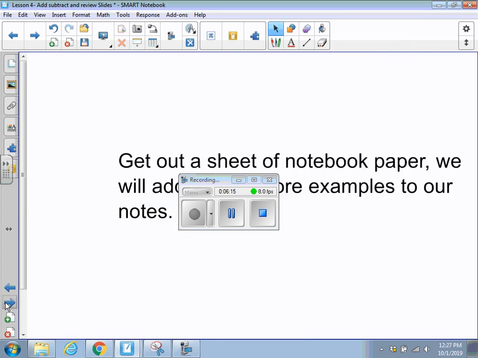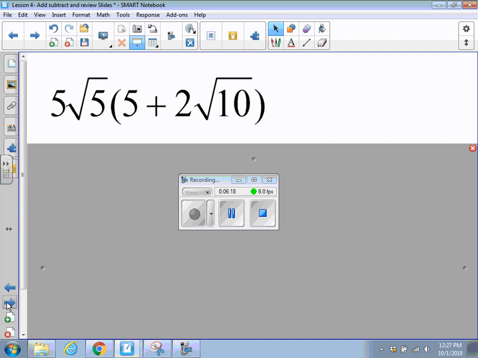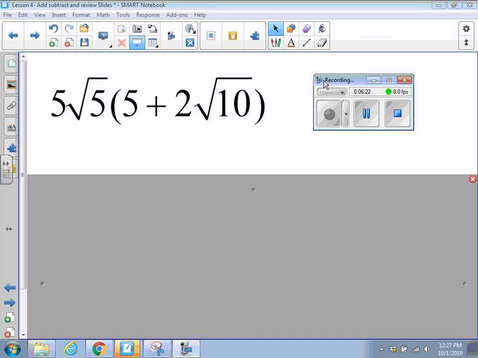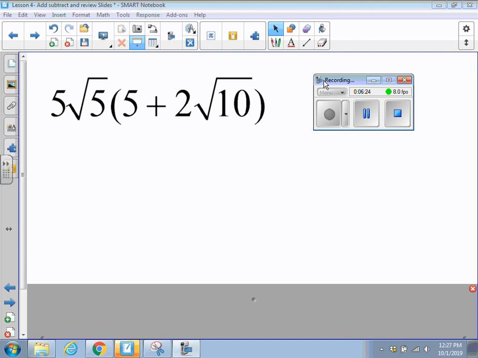So my last two examples are not on your sheet, but you can always add these in anywhere. So here's my example. I've got 5 square root of 5 times the binomial 5 plus 2 square root of 10. So I can't add 5 plus 2 square root of 10, okay? I can't do that, but I can multiply 5 square root of 5 times 5 and times 2 square root of 10. We learned how to multiply last class.